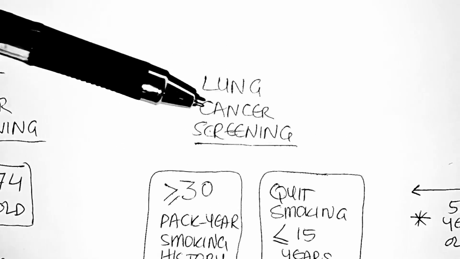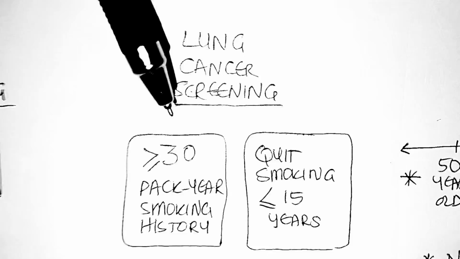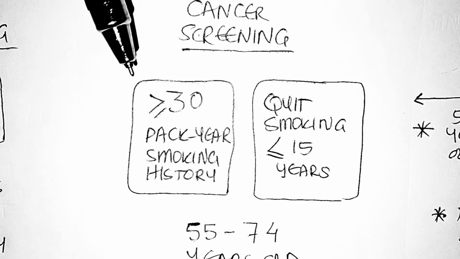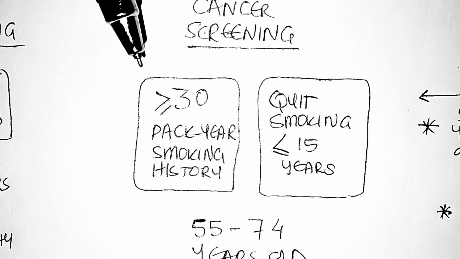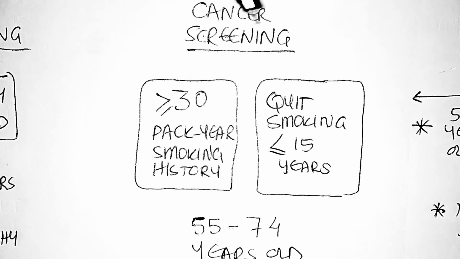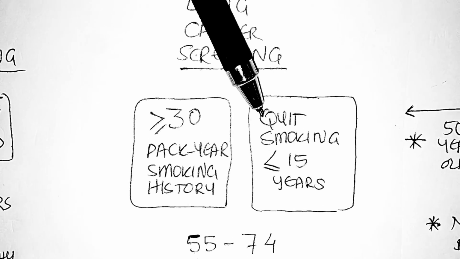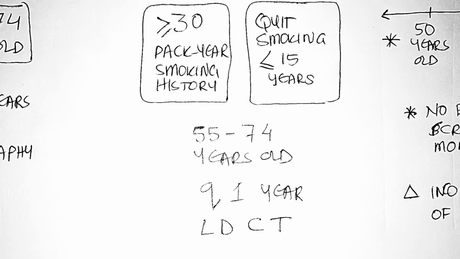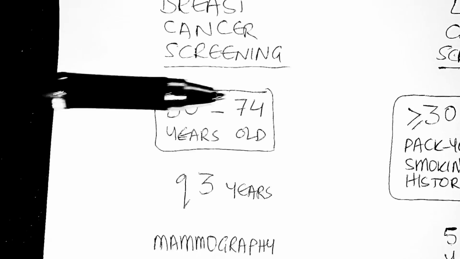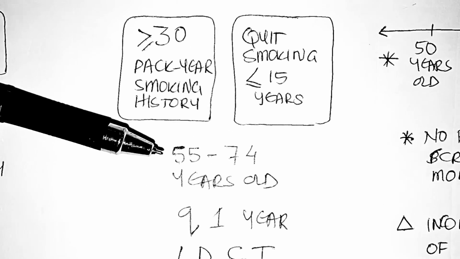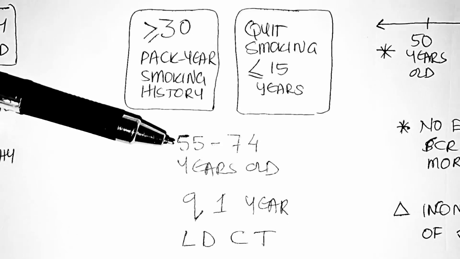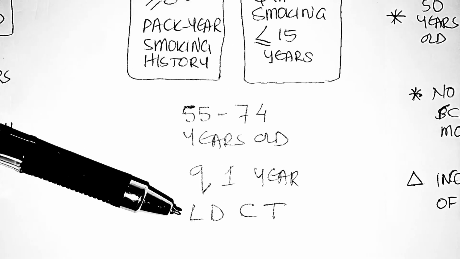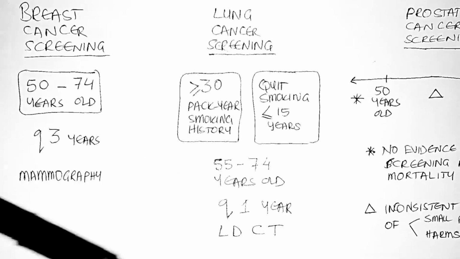Moving to lung cancer. In lung cancer, our target is these two groups. The first group is patients with a smoking history of more than 30 pack-years, or patients who quit smoking 15 or fewer years ago. So we start screening them at the age of 55 to 74. In breast cancer it's 50 to 74. Here it's 55 to 74. And here we do it annually, every 1 year, using the LDCT. Okay, so that is lung cancer.